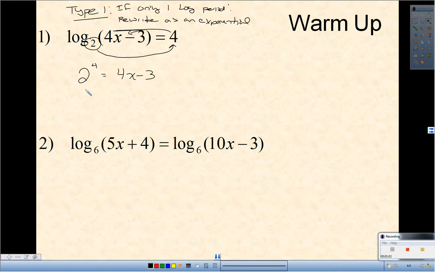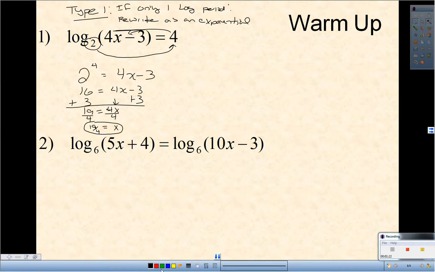I can solve this. 2 to the 4th is 16, equals 4x minus 3. I'm going to add 3 to both sides, so that'll give me 19 is equal to 4x, and then divide by 4, and so that gives me my answer, x is equal to 19 over 4. I could write that as a decimal, but I'm going to leave it as 19 over 4. Alright, so that's the first type. If there's only one log, period, you rewrite it as an exponential.